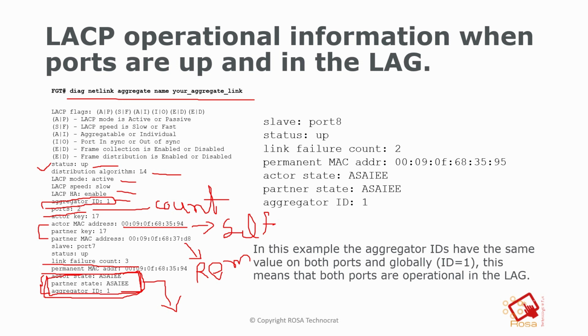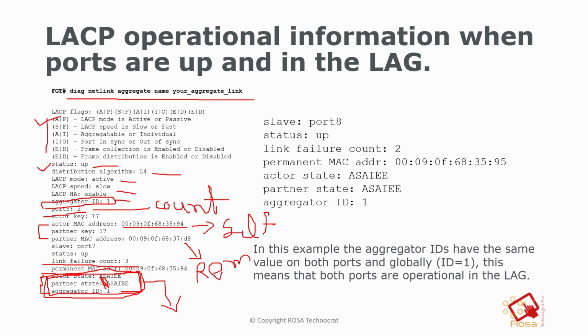And what are these states or flags? Basically all these values, ASAIEE, each represents a flag. And what this means is explained here. A means LACP mode is active, and if it is active on both sides, it will show AA in both states.